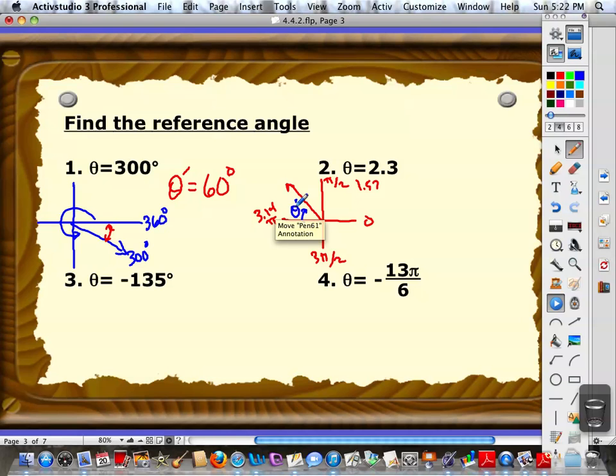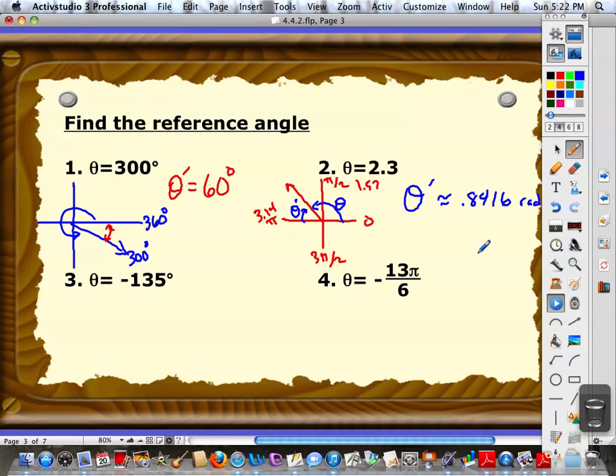So I'm going to take pi and subtract my 2.3. And I get that theta prime is approximately 0.8416 radians. Because that's the difference between my 2.3, my theta, and the 3.14, which is the x-axis there on the negative side. Okay, all right, number 3.